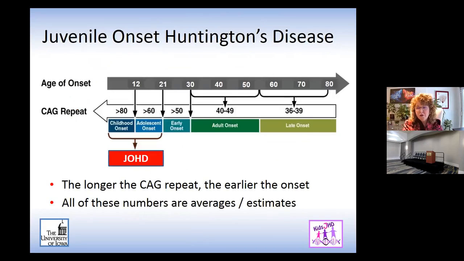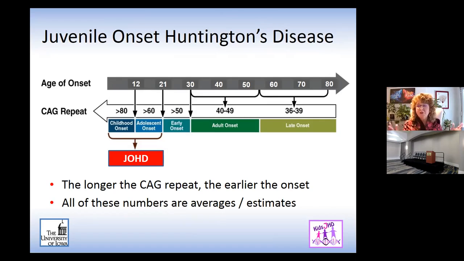So, the CAG repeat and age of onset. The longer the repeat, the earlier the onset. You can see by this graph that when you get to repeats that are 50 and above, you start to get earlier onset. For instance, early onset is between 21 and 30, and those repeats are typically above 50. And in general, repeats above 60 are typically juvenile onset, meaning that when you have a repeat of 60 or above, you're likely to have motor onset of the disease before the age of 21.